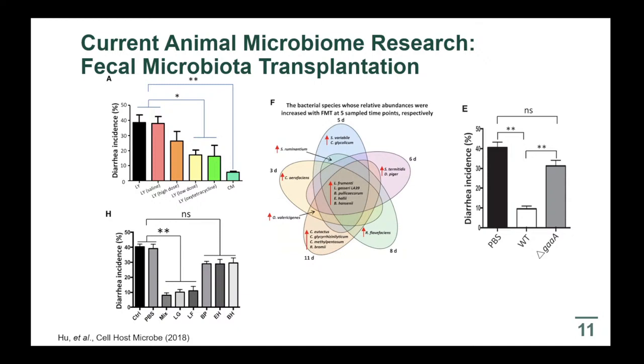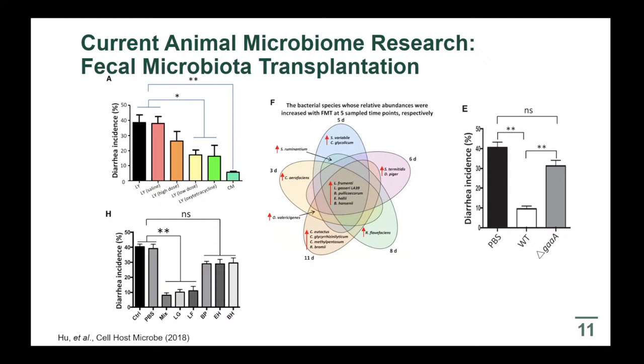Then after FMT, they tracked those animals for up to 11 days, and they found five bacteria. One of them is Lactobacillus gasseri, which is very famous, and another is Lactobacillus fermentum. They fed individual bacteria to LY, and they could see reduced diarrhea incidence. When they used the mixed one, it was also very low, but the single treatment was as good as the mixed one.